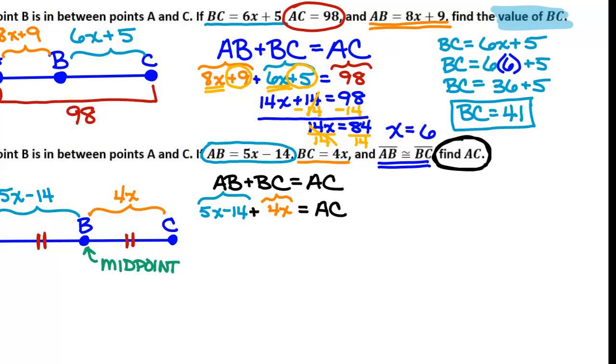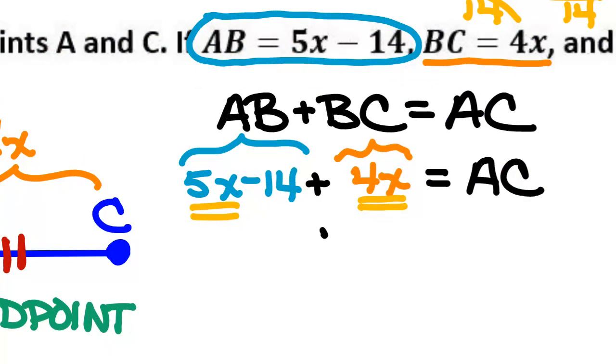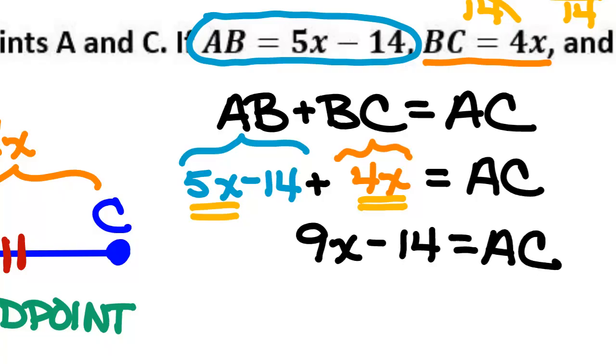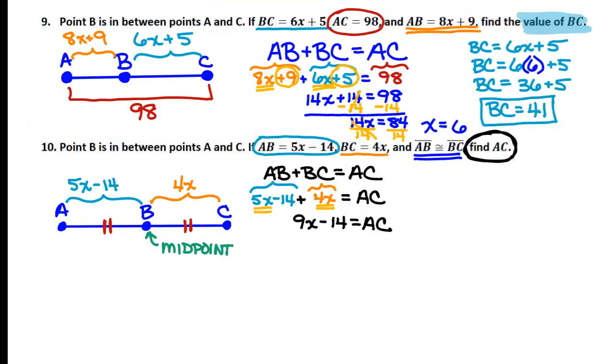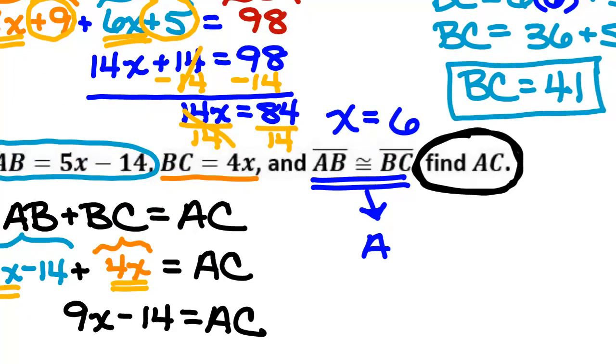All right, so I'm kind of stuck here. Is there anything that I can do with this? I can combine like terms. What are the like terms that I need to combine? 5x and 4x. That'll combine to give me, yep, 9x minus 14 equals AC. But then I'm kind of stuck there. So this is where my congruence statement comes in. This is my other equation that I need, or else I can't solve this problem.